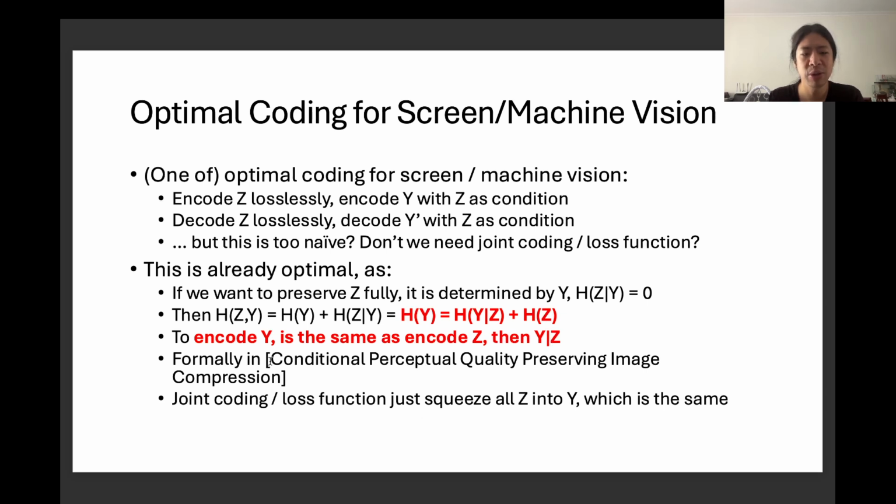This is formally described in a theorem in our other paper, Conditional Perceptual Quality Preserving Image Compression. So to this end, we know that joint coding or a loss function that squeezes the information z into y achieves the same effect as encoding z and y separately.